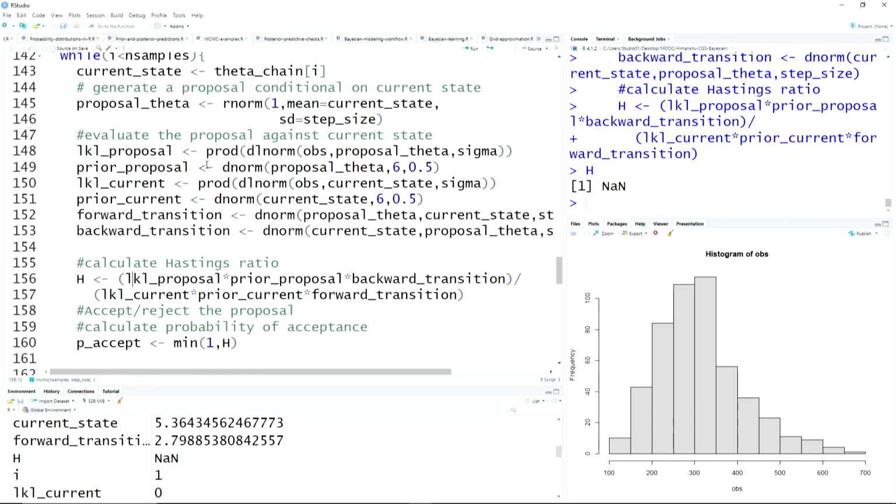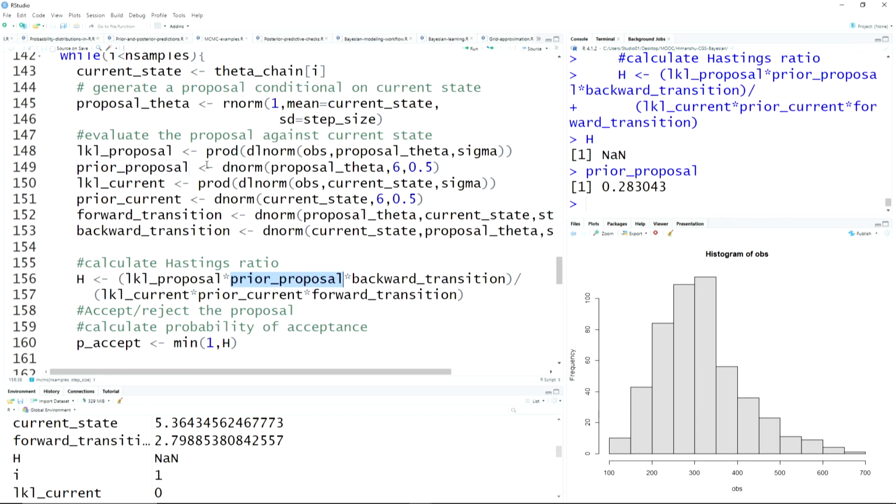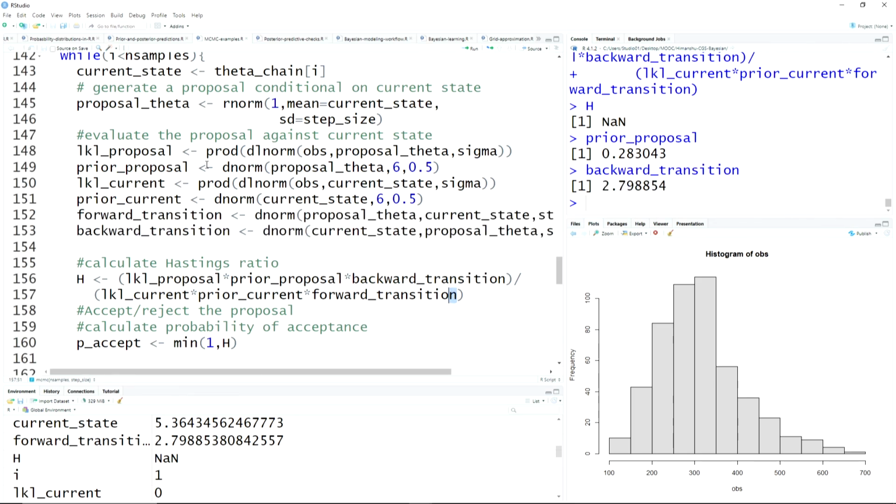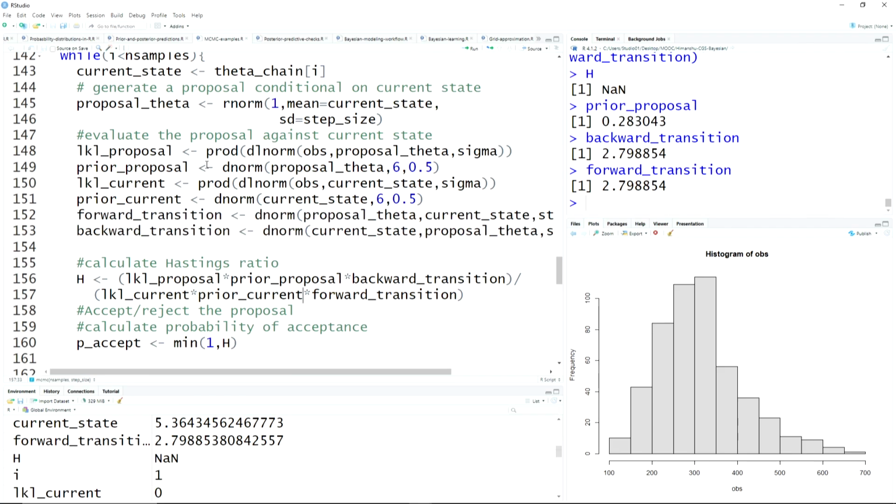Why is this happening? Let us see if the prior density is calculated correctly. Yes, so prior you were able to calculate 0.28, backward transition 2.79, forward transition 2.79. They will be equal because it's a normal proposal density. Prior current is 0.35, likelihood current is 0, likelihood proposal is 0. Basically what you're trying to do is 0 divided by 0. That's why it is giving NaN. Why are both the likelihoods 0?